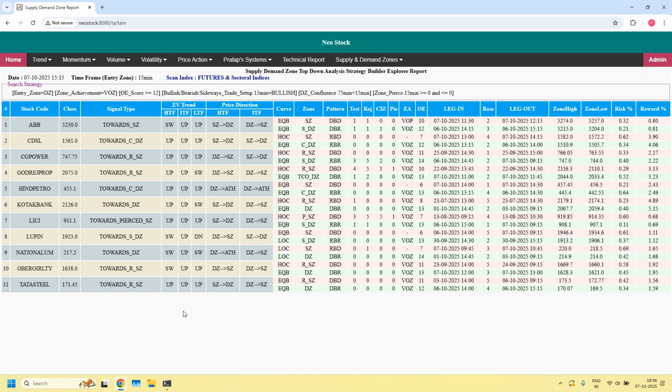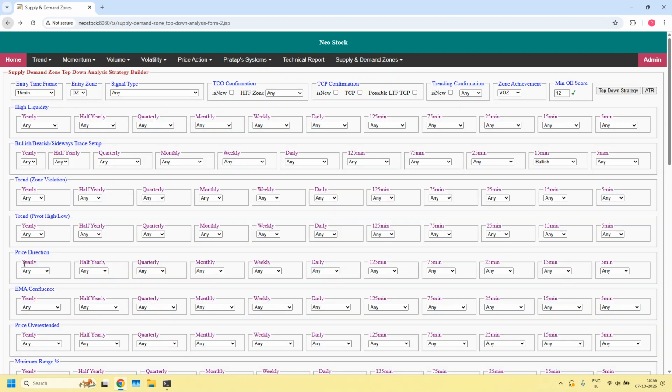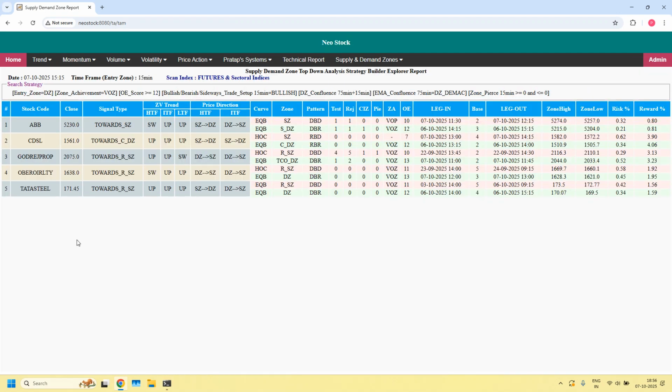Again further we will filter on this list based on EMA confluence at 75 minutes demand zone by selecting 75 minutes demand zone with daily EMA confluence. So we got 5 stocks. So these 5 15 minutes demand zones might be having more high probability to get success, provided lesson 20 checklist items are satisfied, otherwise higher chances of zone violation.